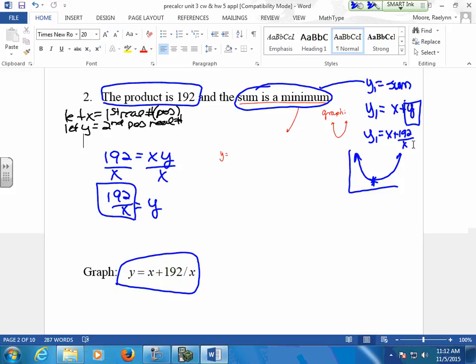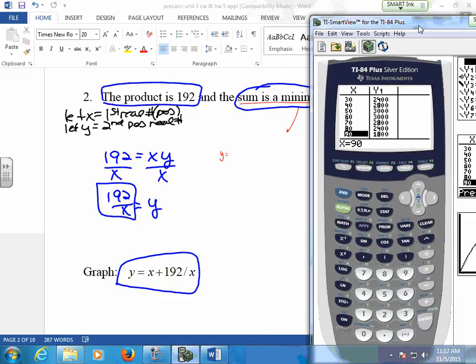Okay, now, I'm going to graph this. Let's think this out a second. I have two numbers whose product is 192. Well, as a matter of fact, let's find it on our graph. That'll be a little bit more challenging.